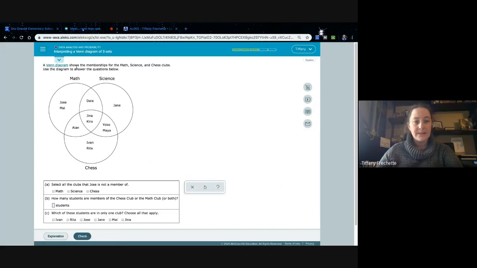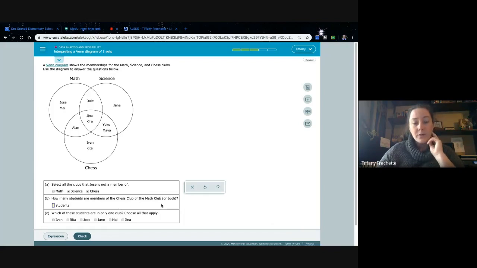So now we have math, science, and chess club. Select all the clubs that Jose is not a member of. So remember, make sure you're reading that. So Jose, and he is a member over here only in math because he's off to the side. So he's not a member of science and he's not a member of chess. So science and chess.